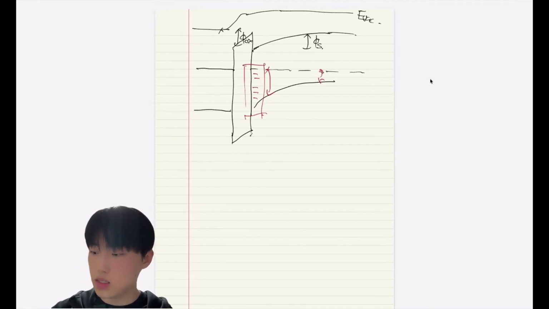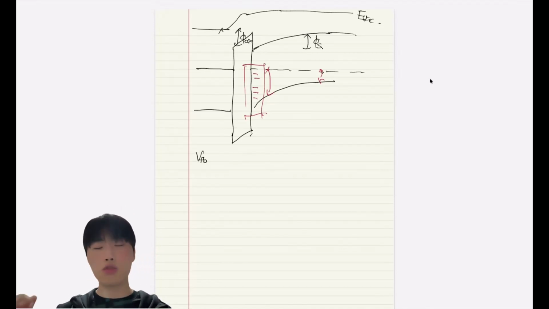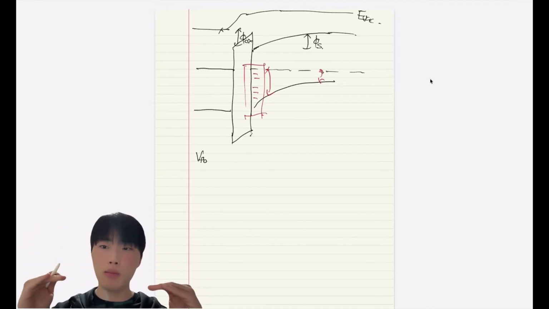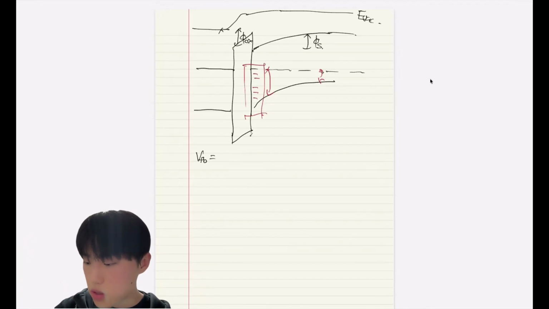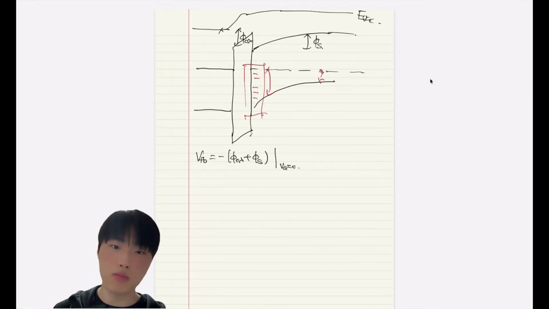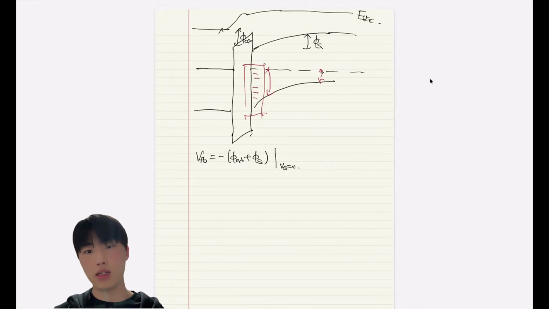And for the body part we can say phi sub s. So for the flat band voltage, we have to make the band diagram flat, so we have to put the minus on it. We can say this at V sub G equals zero. V sub G means the bias voltage, the gate bias.